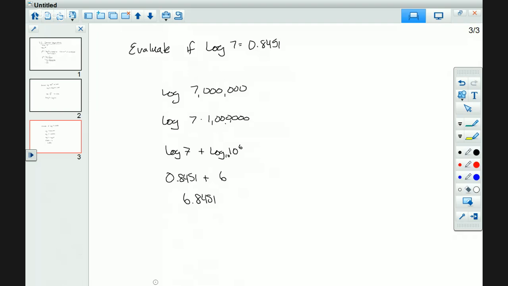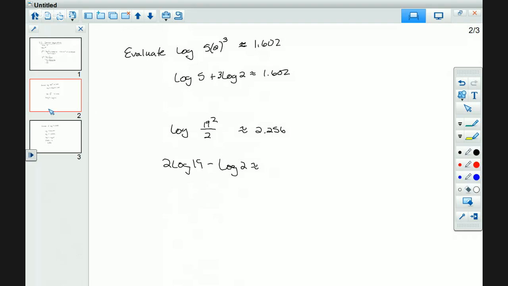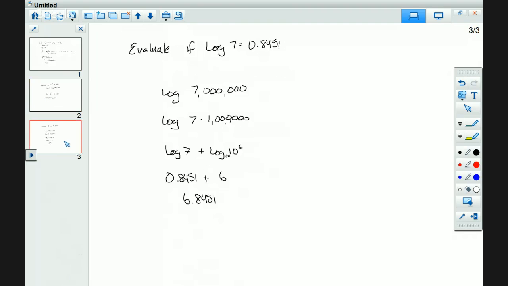So if you're given information such as the log 7, that's when you need to be able to know the calculator piece. If I do not give you the information, such as here, you weren't given log 5 or log 2 or anything, that's when you're going to use the calculator. Okay. So, there you go.